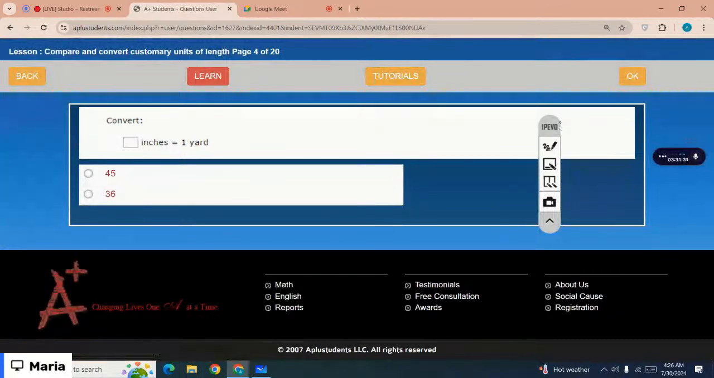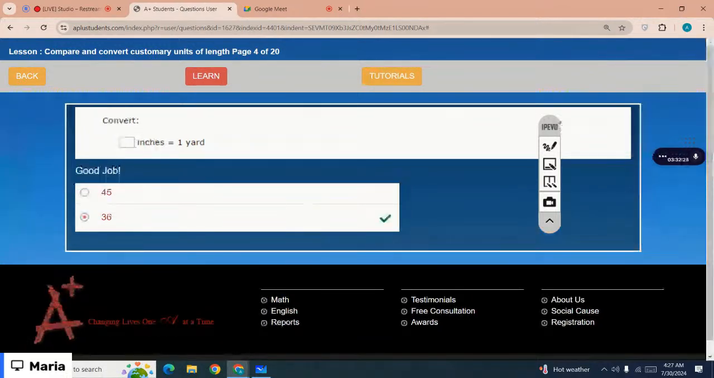Convert: 1 yard equals how many inches? The correct option is 1 yard equals 36 inches. Option number 2 is the correct option.